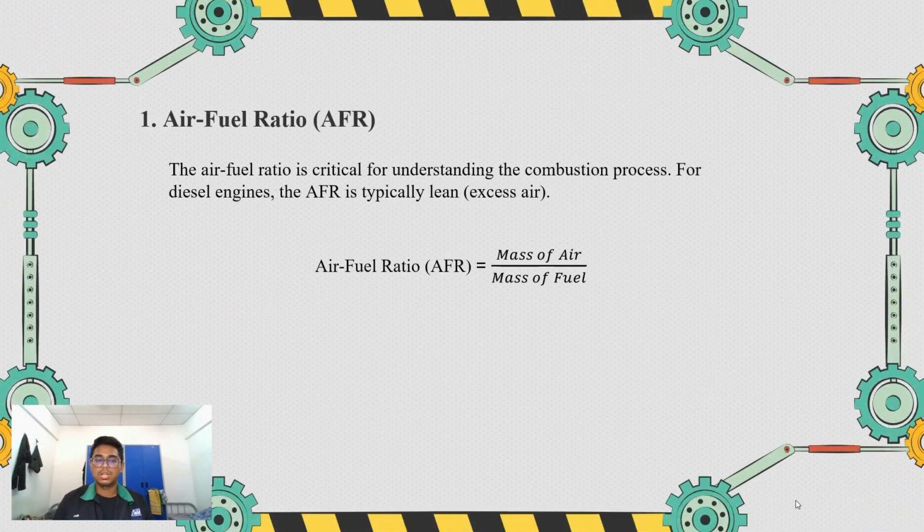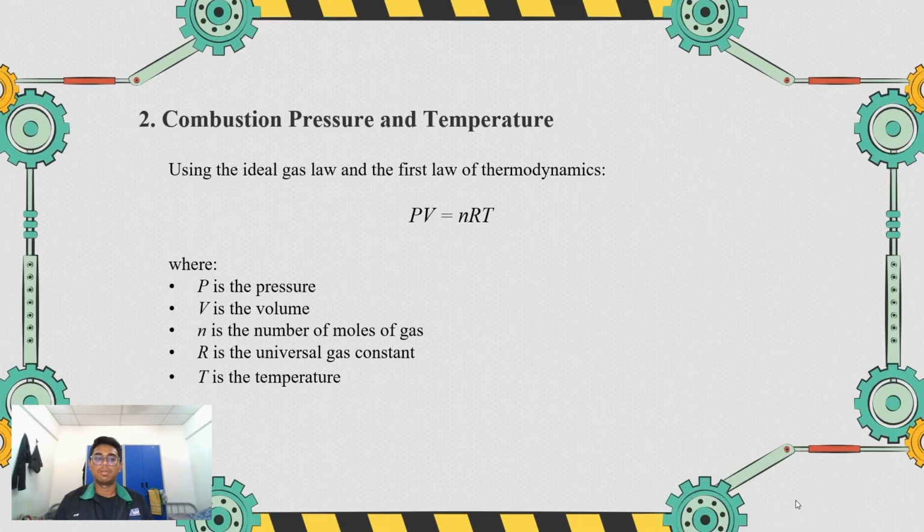The air-fuel ratio AFR is critical for understanding the combustion process. The formula is mass of air over mass of fuel, so we can get the AFR. The second one is combustion pressure and temperature, using the ideal gas law and the first law of thermodynamics that we have learned, which is PV equals nRT. P is the pressure, V is the volume, n is the number of moles, R is the universal gas constant, and T is temperature. We can get the combustion pressure just by substituting into the formula.